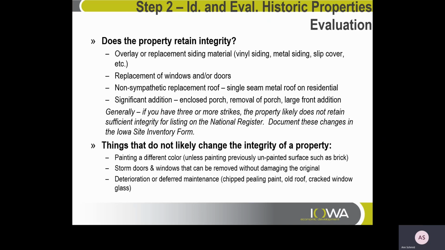And then deteriorated or deferred maintenance: chipped peeling paint, old roof, cracked window glass. Those are all things that, sure, they show deterioration and the need for investment, but they do not diminish the integrity of the resource. Poor condition was not one of those aspects of integrity. So, our job is really to look past the deterioration and see if that historic material is still intact and can be retained and preserved.